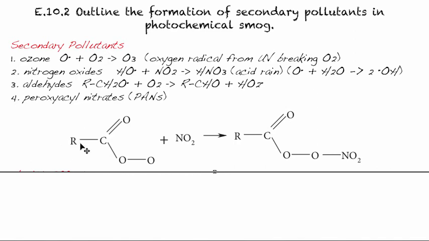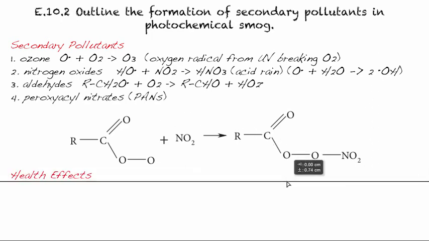So here we have an R group, carbon double bonded to an oxygen, and then two oxygens with single bonds. And what will happen is this NO2 that's in the atmosphere will react with that, and it will actually create this final molecule here. This final molecule is called a PAN, and it actually has a bad health impact, which we'll talk about in a second. So those are all the different ways that each one of these secondary pollutants is created.